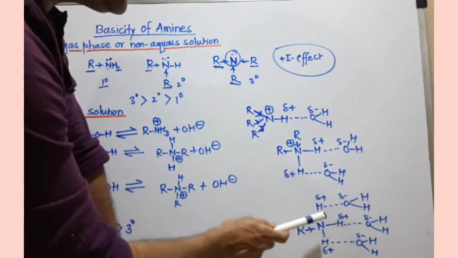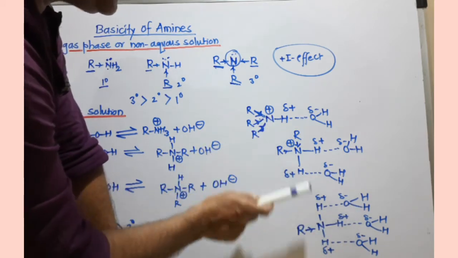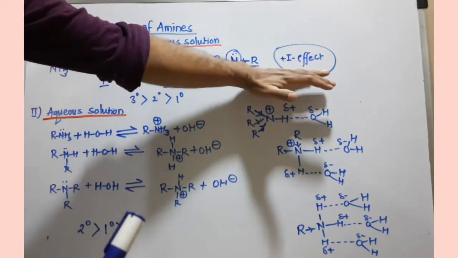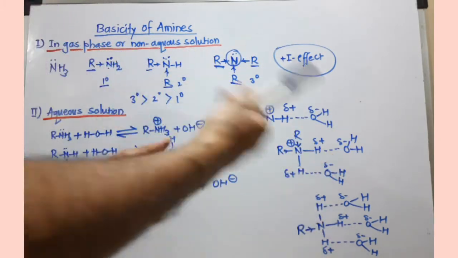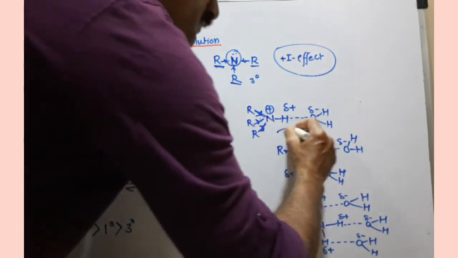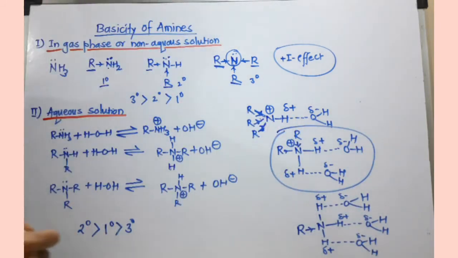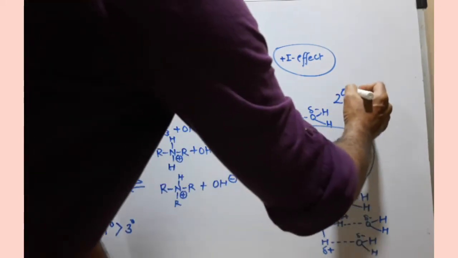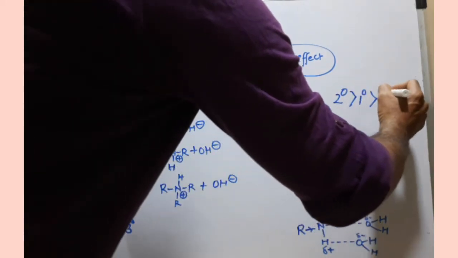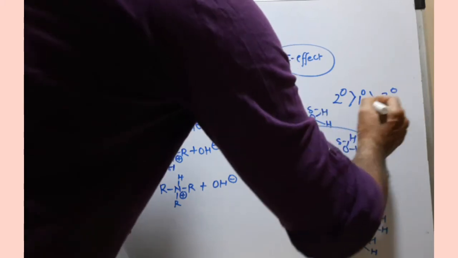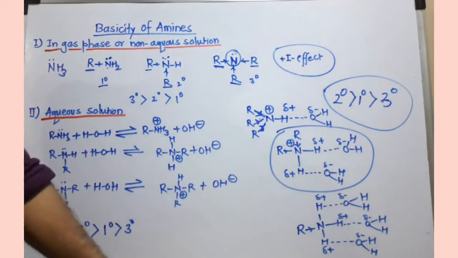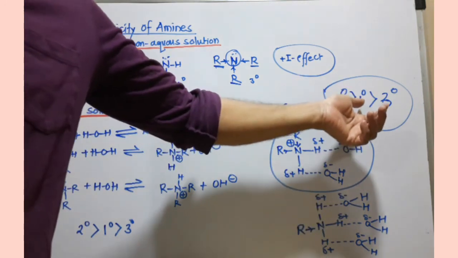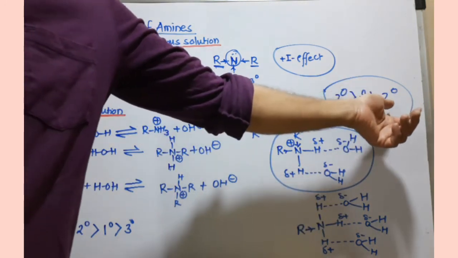So as compared to primary and tertiary amines, secondary amines get both benefits. One is the plus I effect and another is solvation stability. So this is actually the stable one. In case of aqueous solution, secondary amines are more stable than primary amines and then tertiary amines. So this is the order of basicity. Secondary amines are more basic than the primary, and primary amines are more basic than the tertiary.